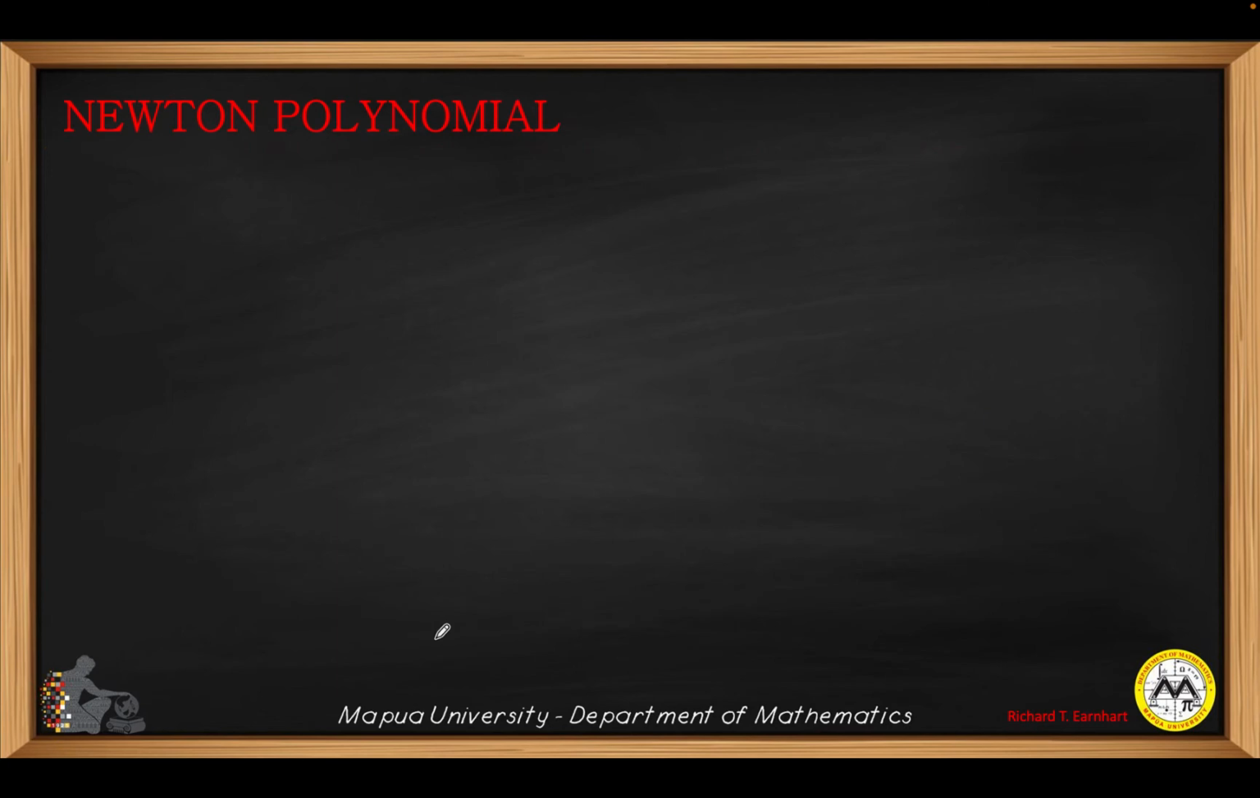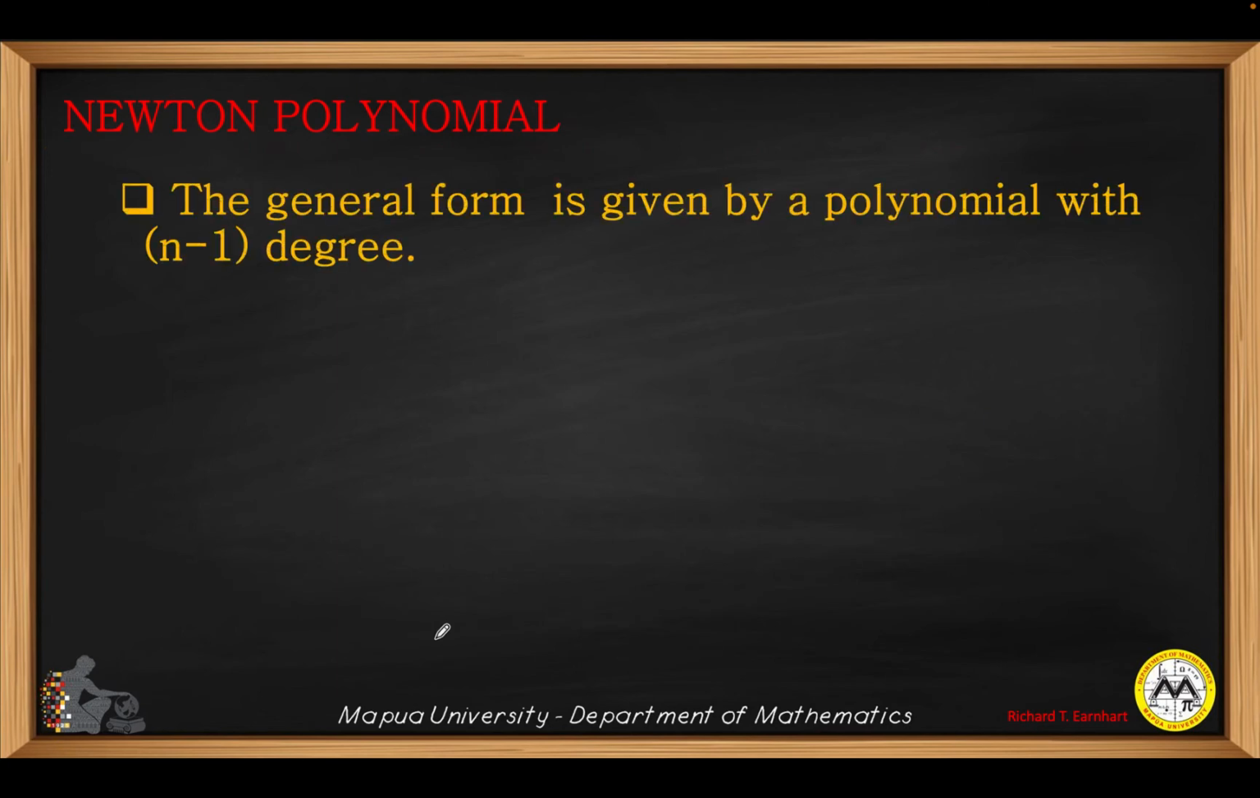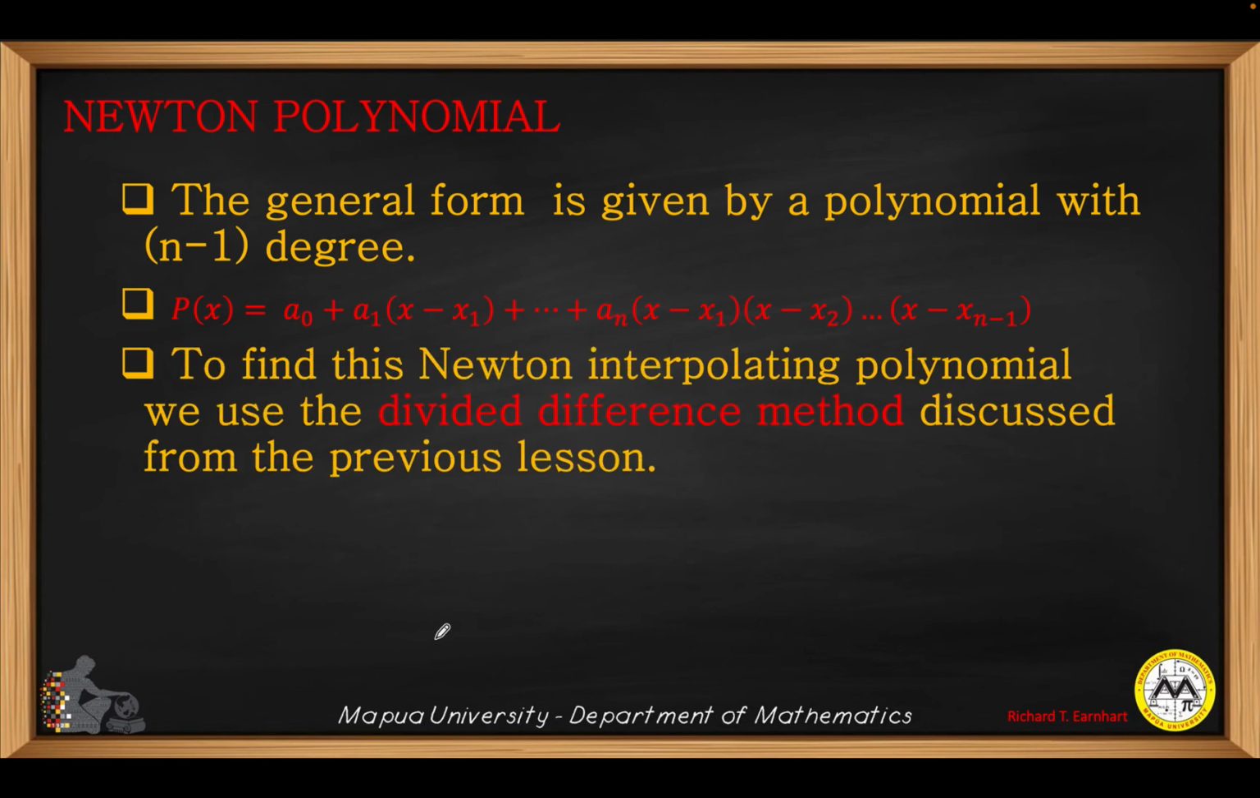Now let's have Newton's polynomial. So the general form is given by a polynomial with n minus 1 degree. So this is a generalization of the linear and quadratic polynomial. So to find this new interpolating polynomial, we use the divided difference method that we discussed from the previous lesson.